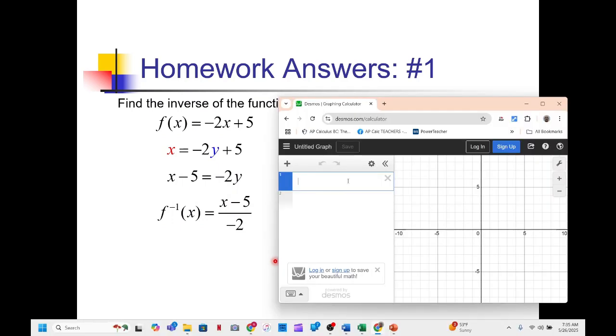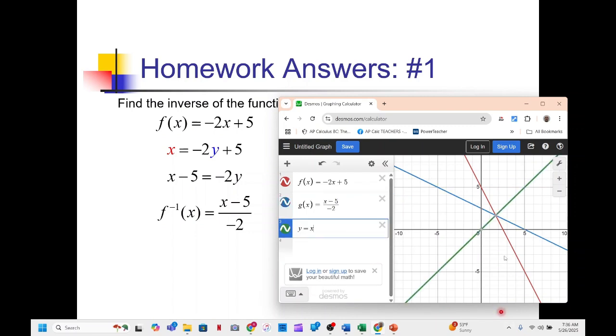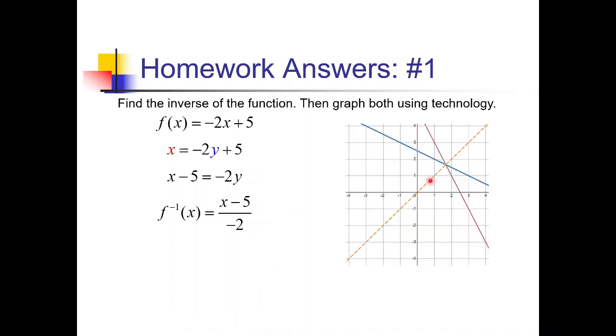So let me do my original function. f of x equals negative 2x plus 5. It's a line. And then let me do the inverse function, which I'll write as g of x. And that's, let's see here, fraction x minus 5 over negative 2. And then let me just graph the line y equals x. And that shows that we do have indeed a reflection over the line y equals x. So there we have it.